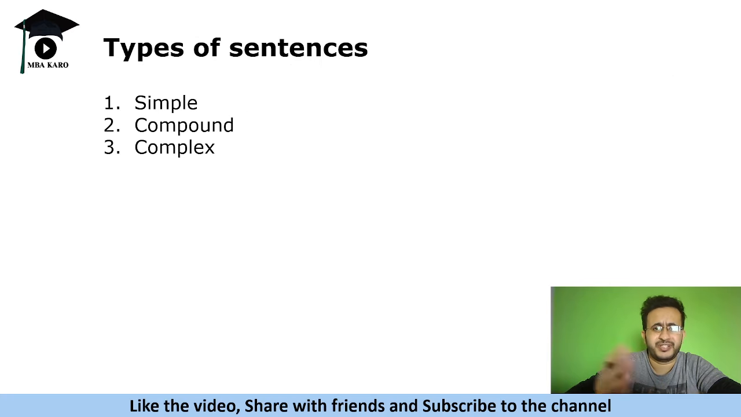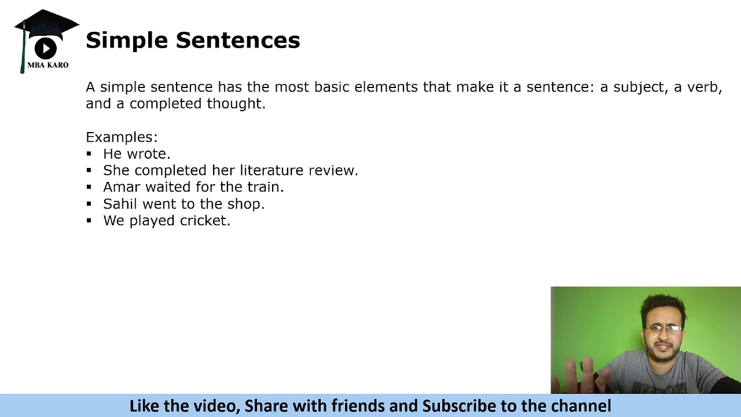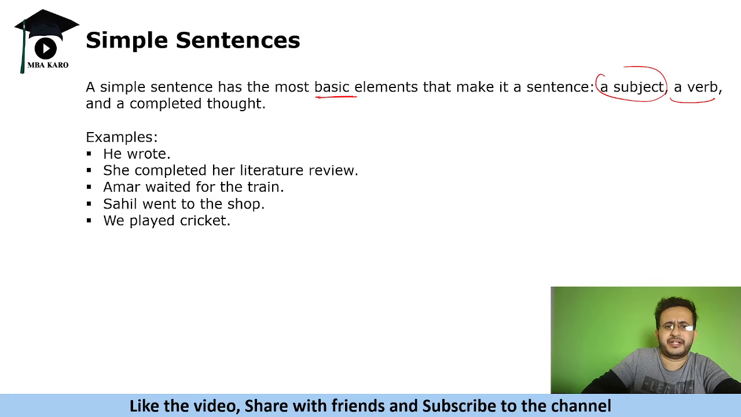Now let us talk about sentences. I assume that they might ask this kind of question also. So there are three kinds of sentences: simple sentence, compound sentence, and complex sentence. Simple is the simplest one. A simple sentence has the most basic elements: a subject, a verb, and a completed thought. Subject is the person who does the activity. Verb is some action that is done. So these are mandatory, and it should be a complete thought.